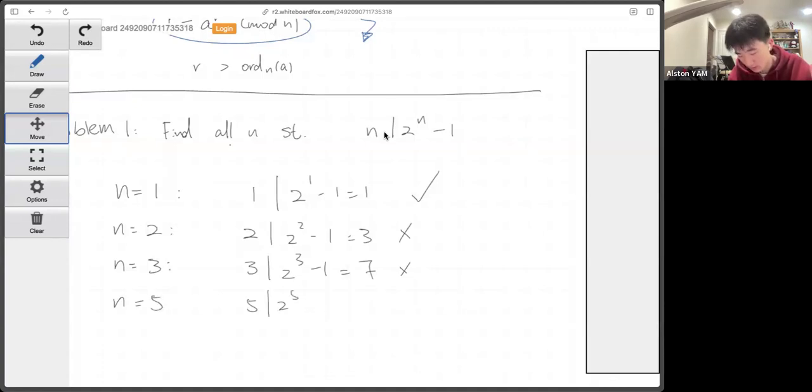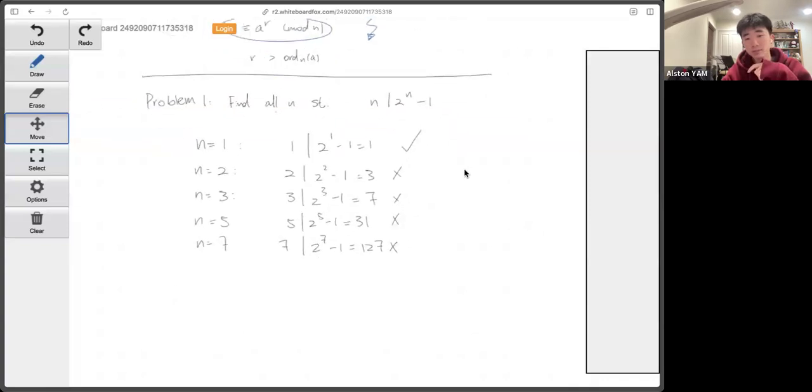5 divides 2 to the 5 minus 1. That's 31. That's also wrong. n equals 7. 7 divides 2 to the 7 minus 1. That should be 127. And if you do your division, you'll realize that, wow, this is also wrong. 7 also doesn't divide 127.